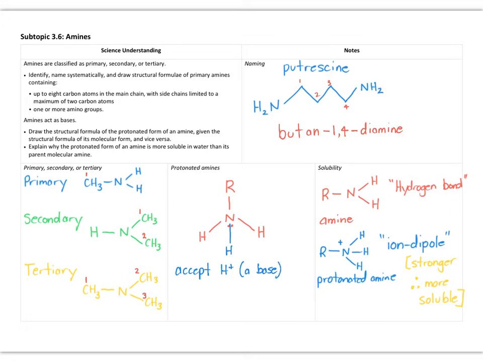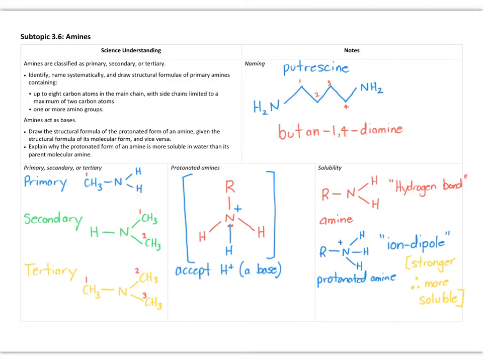And when they accept that hydrogen ion, we get left with this being an ion. We can sometimes put the charge outside the brackets. I tend to just put the charge there next to the nitrogen. So we end up with this positive charge on the nitrogen once it accepts a hydrogen ion. So again, it turns it from a neutral compound into an ion.